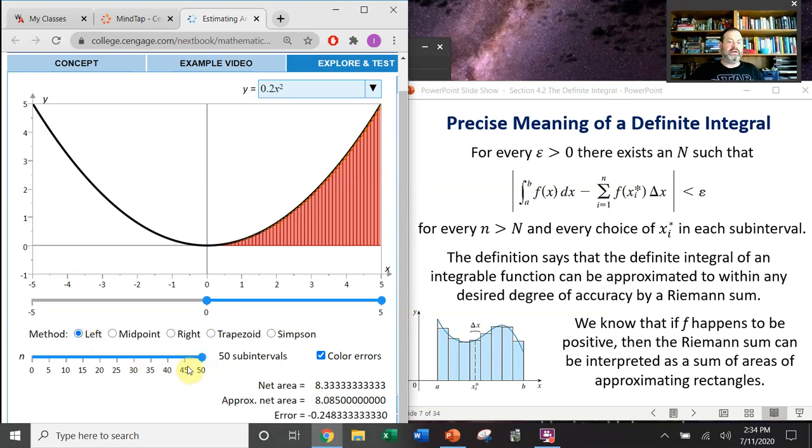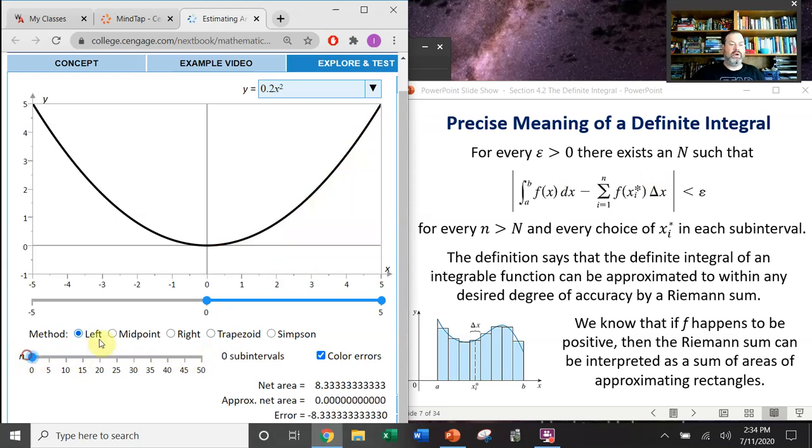Now, we can do the same thing with the left endpoint approximation, right? So here's the left endpoint. Now it's showing the errors as orange. Now the errors are negative. Again, we're just looking at the absolute value. How small can I get that error? All right, so that can get to 0.248.